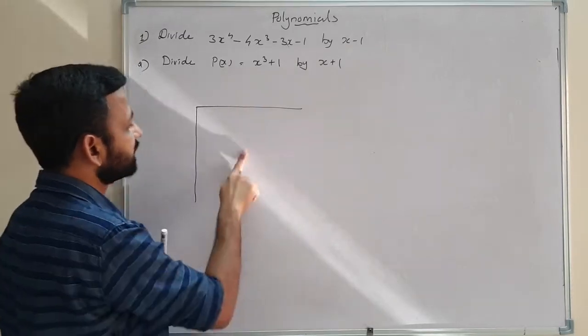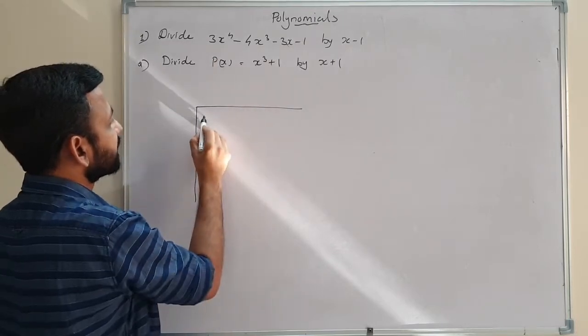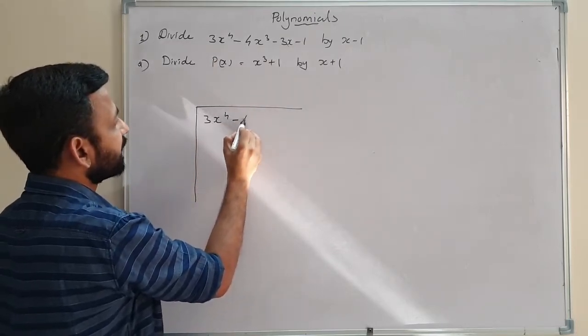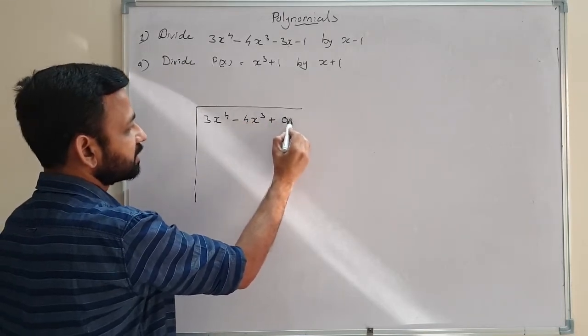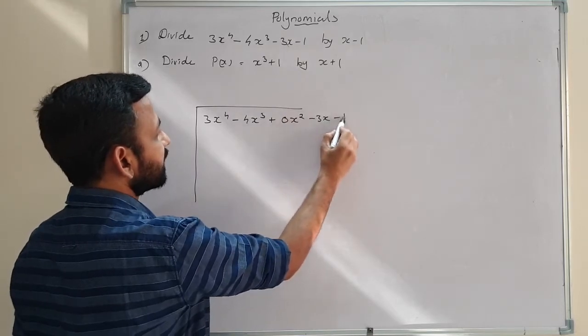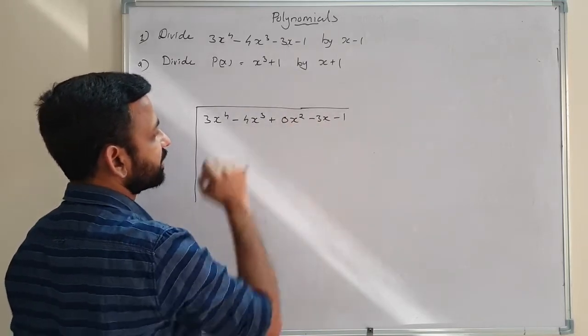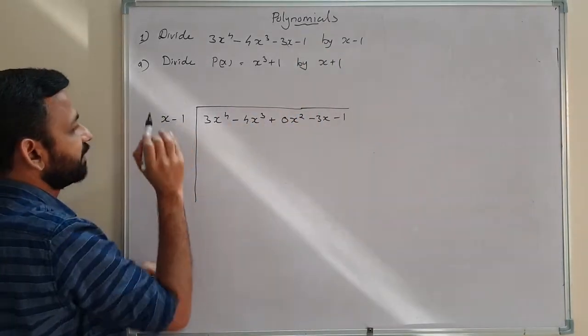So we can write the missing term here. In decreasing order of their powers: 3x raised to 4 minus 4x cube plus 0x square, then minus 3x minus 1. So we are adding 0x square here. Then x minus 1, that is the divisor.